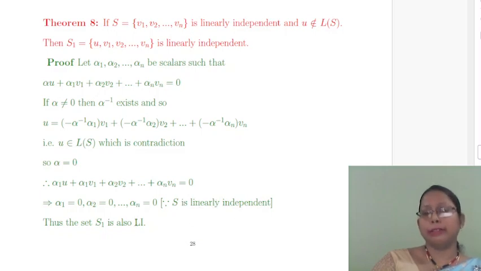Since S is a linearly independent set, from the definition of a linearly independent set, as b1, b2, ..., bn are vectors of a linearly independent set, I get alpha 1 is 0, alpha 2 is 0, and alpha n is 0. As S is a linearly independent set, alpha 1, alpha 2, ..., alpha n are 0. Thus the set S1 is also linearly independent.